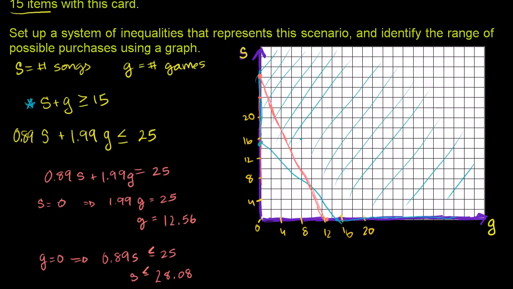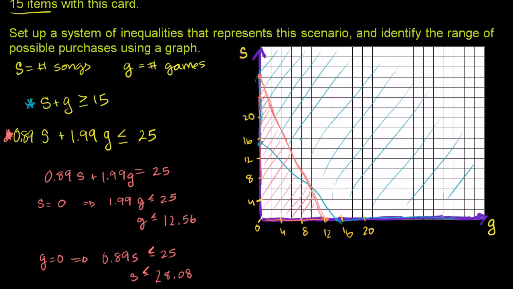When s is 0, if we use this original equation, 199g will be less than or equal to 25. I used the equality just to plot the graph, but if we actually care about the inequality, 199g is less than or equal to 25, so g would be less than or equal to 12.56. So the area that satisfies this second constraint is everything below this graph. Now, we want the region that satisfies both constraints.